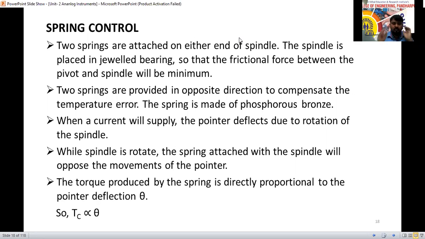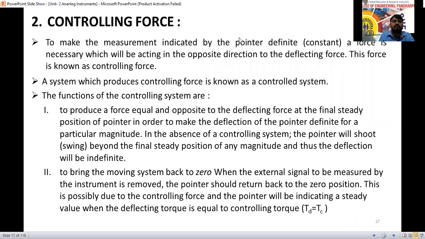Yes, sir. Okay. Yesterday we discussed this controlling force. Actually, the controlling force we are going to use for two functions here. One is to produce the force which is equal to the deflecting force but in the opposite direction, to provide control to the steady value. To get the steady value output, we have to produce the equal and opposite force.